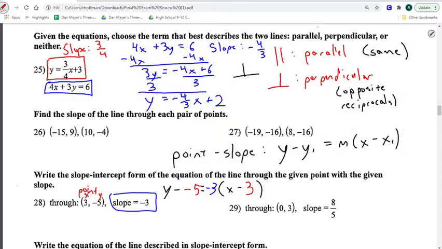And so now what we're going to do is get y by itself. So first off, y minus a -5, that's y plus 5, equals, and then we can distribute this -3. So we have -3 times x, and then we have a -3 times a -3 going across here. Negative times a negative is a positive. 3 times 3 is 9.